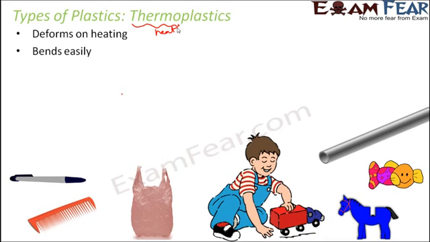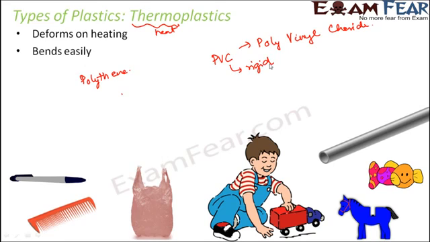Some of the most common examples of thermoplastics are polythene, which we often use as polythene bags, and another example is PVC, that is polyvinyl chloride. And where do we use them? Polyvinyl chloride is often used in plastic tube-like structures, for making pipes or pipe fittings. They come in rigid form as well as flexible. They are rigid, because of which they are used in making pipes, but at the same time, they are quite flexible.